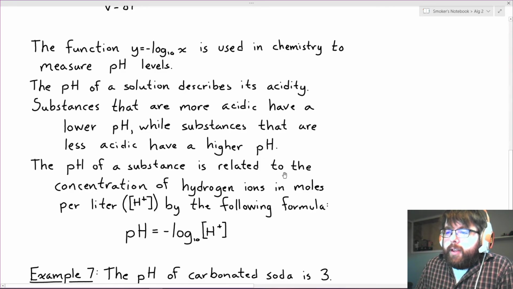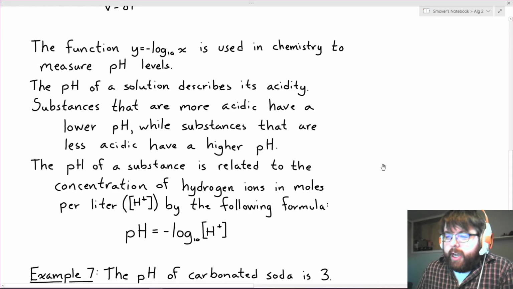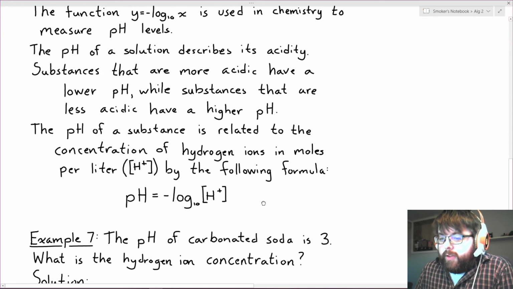So, pH levels. Hopefully this jives with what you've been taught. pH levels in chemistry, if you have chemistry. The pH of a substance is the concentration of the hydrogen ions. And, well, here we have the formula. You can leave all the words to the science people. This formula is what matters. pH is equal to negative log base 10 of the H+, which is the hydrogen ions.